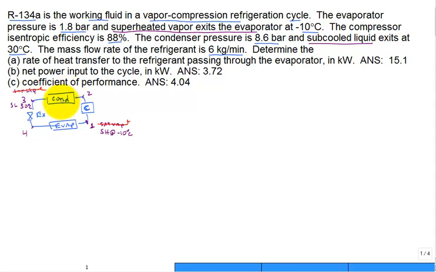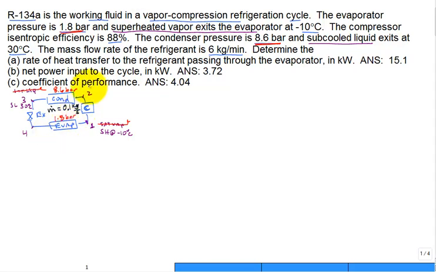All right, the condenser pressure is given. It's the 8.6 bar, and the evaporator pressure is given, 1.8 bar. So 1.8 right here, 8.6 right there. Okay. So there's quite a bit of information given. The mass flow rate, let me just write it like this. The mass flow rate is 6 kilograms per minute, which is 0.1 kilogram per second.